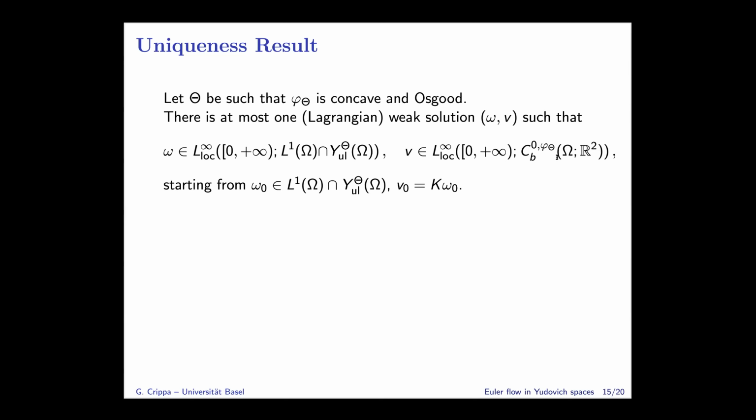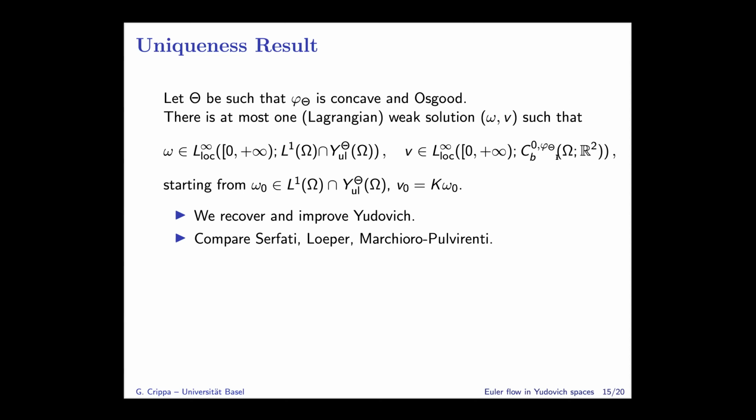There exists at most one Lagrangian solution in this space, given the initial datum in this space. So we recover and improve Yudovich, improve mostly in the sense that we have a more explicit condition for the uniqueness. When you look at concatenation of logs, we are at the same level, so we don't largely improve the type of growth we can allow. It has a Lagrangian character, so it's quite close to some proof of Lepère for the L infinity case. Serfati also had a related idea, but it was a comparison between velocities and not vorticities. You also find this type of Lagrangian proof in the book by Marchioro and Pulvirenti. Again, it's a Lagrangian proof, so no energy methods are used.